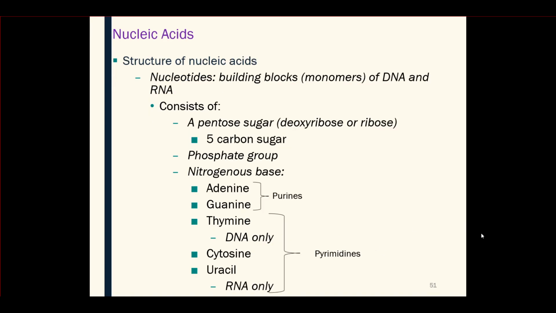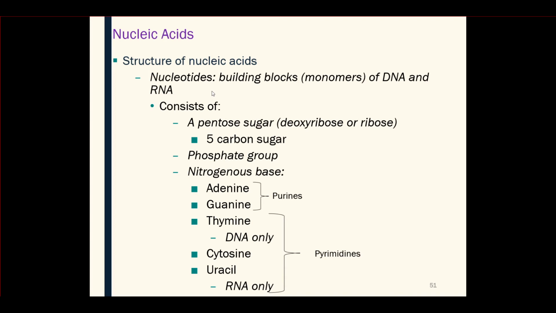Let's take a look at how they're built. If you remember from our previous lessons, proteins were made up of building blocks or monomers known as amino acids. Well, our nucleic acids also have building blocks. We call them nucleotides. So right here, nucleotide. These are the building blocks or the monomers of both DNA and RNA. And if you want to put in parentheses, those would be the polymers, right? Those would be the polymers.